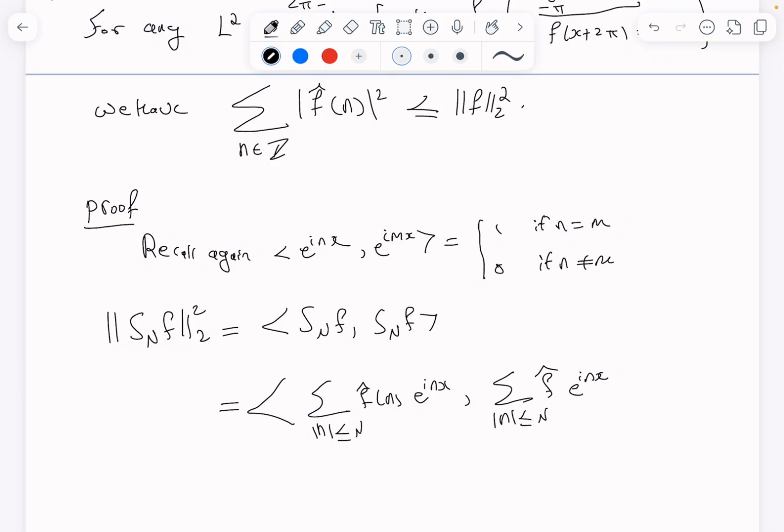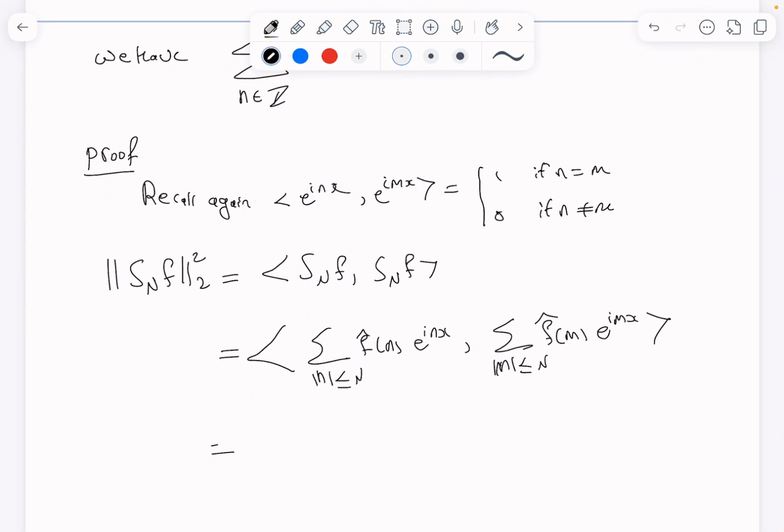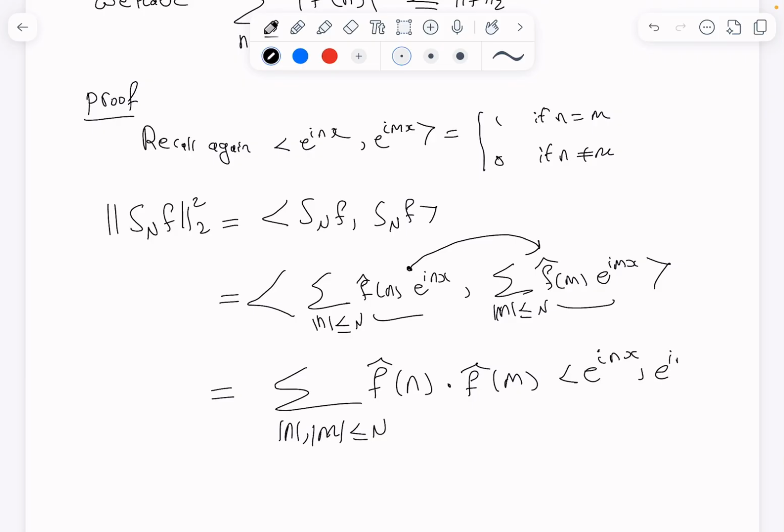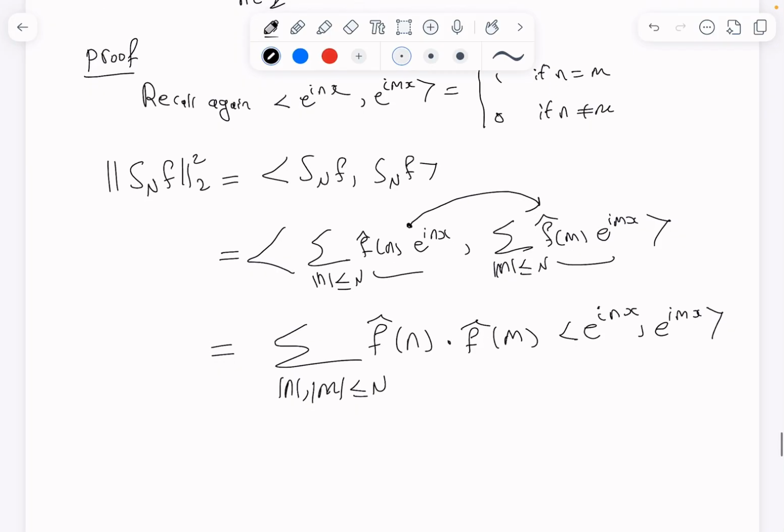right? So maybe let's use an m here just to avoid confusion. So this is f hat of m e to the i m x. This is an m. Then this inner product, if you open it up, like these finite sums, if you expand and you combine the nth term here with the mth term here, and you write this as a sum, you can easily see that this is the sum, as m and n run over all values less than or equal to N, of f hat of n times f hat of m, like the nth term here multiplies the mth term here, and then we have the inner product of the nth term with the mth term, right?